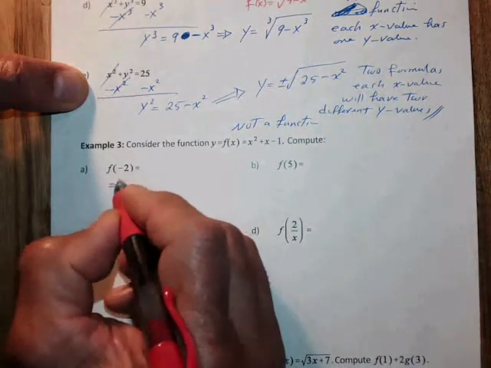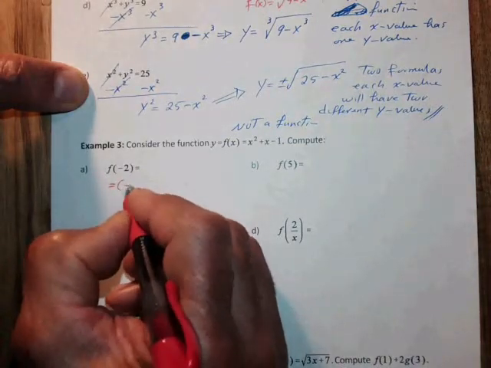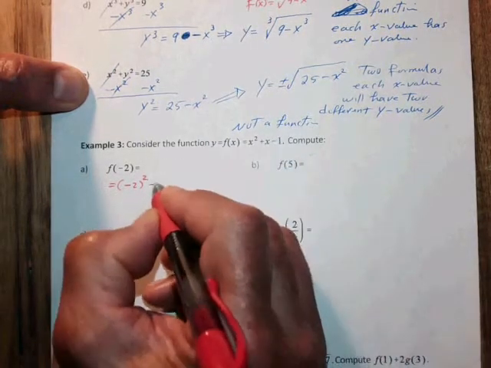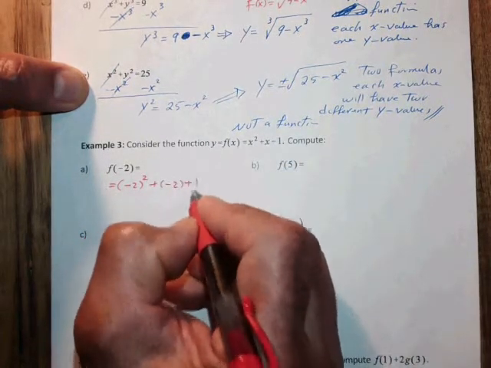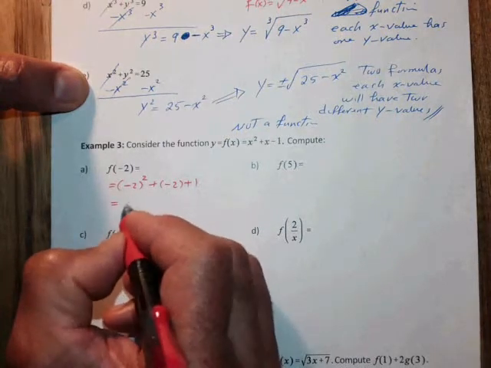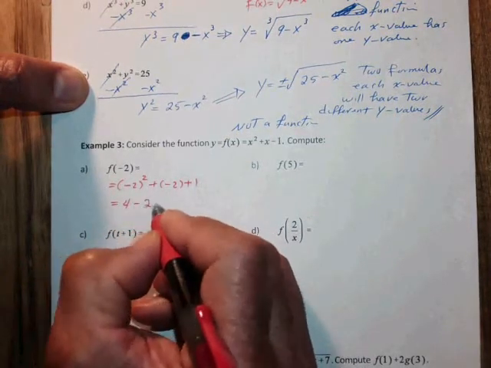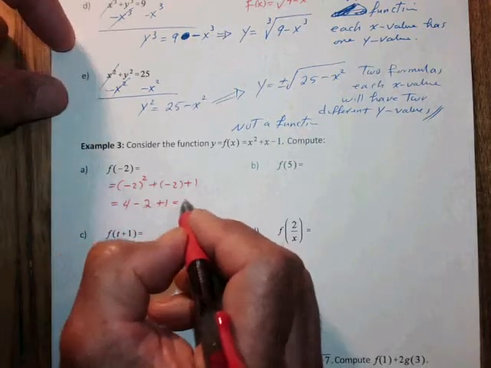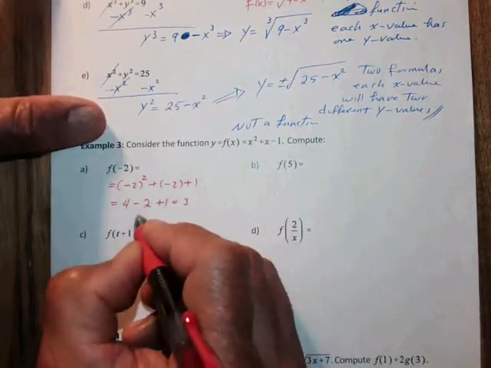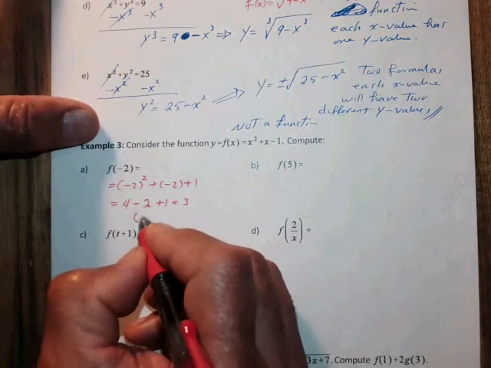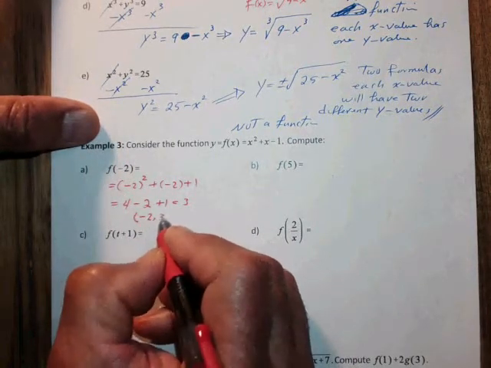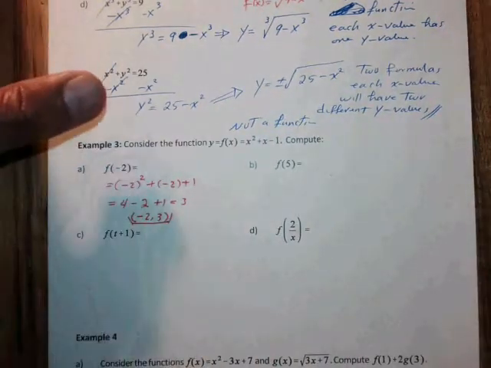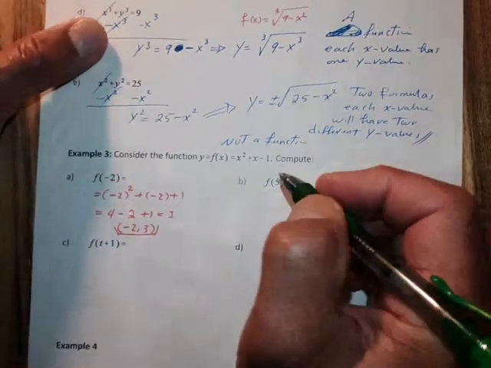So you get, I use parentheses, negative 2 squared. I replace x by negative 2, plus negative 2, plus 1. So you get 4 minus 2 plus 1. 4 and 1 is 5, minus 2 is 3. So the y value, if the x value is negative 2, the y value is 3. You see? The next one, f of 5.